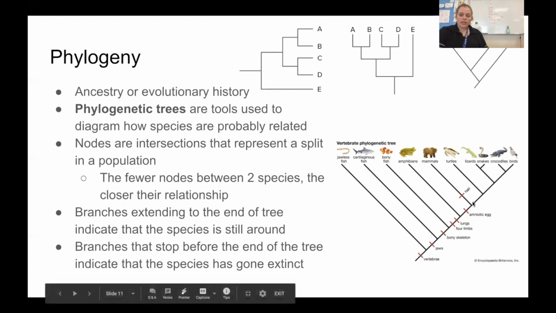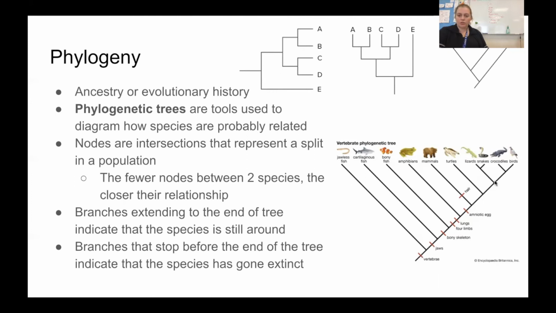Now, when you see an intersection, this represents the last common ancestor between these two groups. It's something that is no longer alive, it's extinct now, but it had some characteristics between these two groups of organisms. So branches that stop before you reach the end of a tree, for example, if E ended right here, that would represent that it went extinct. It did not make it to present day. So present day is the end of the tree, and everything behind it is time that has gone by.